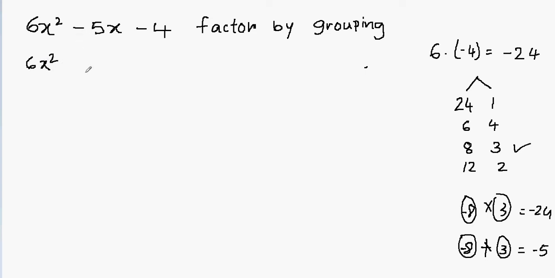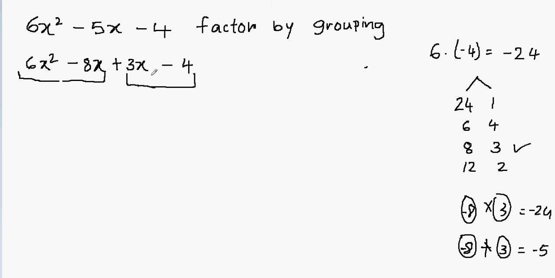Then instead of negative 5x, I will write negative 8x plus 3x minus 4. Now you can see that I have not changed the equation at all. The equation is still the same. I have just split the middle term into two separate terms. Now I'll solve it by grouping. So I'll make two pairs, these two pairs and these two pairs, and now I have to work on it.